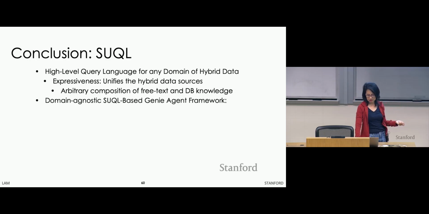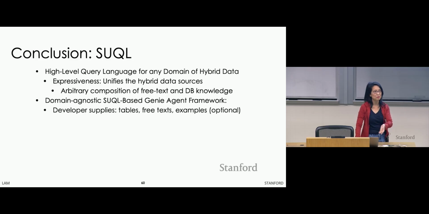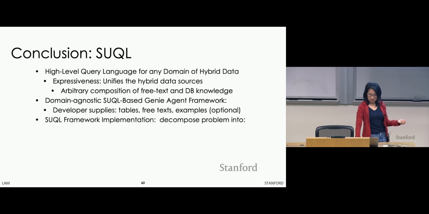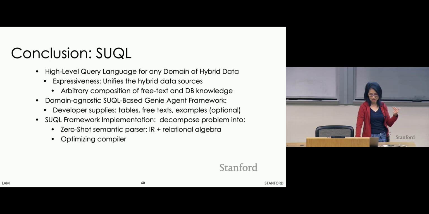We now have a domain-agnostic SQL-based Genie framework, which means that you just supply the tables and the free text examples, and we give you an agent. We have done a few, and we need more experiments with it, but I think it is a very good starting point. The implementation is separated into two things: a zero-shot semantic parser, as well as the optimizing compiler. Bringing systems in at the right place simplifies your AI problem. It's better than just banging away at the problem using only AI techniques.